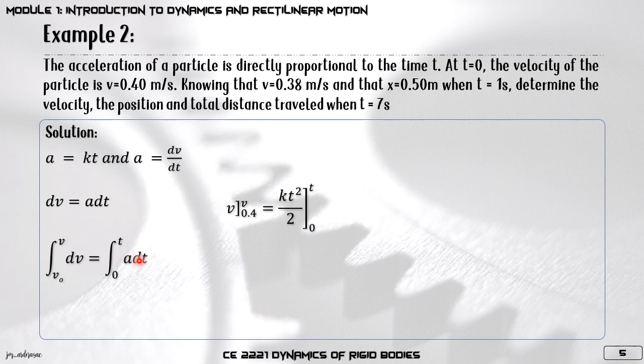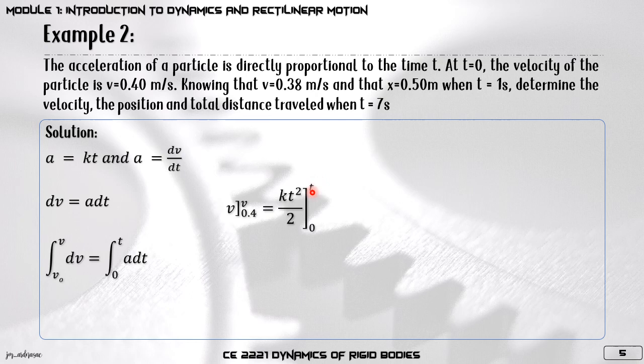kt dt. So if we're going to get now the integral, we will now have v from 0.4 to a certain velocity is equal to k times t^2 all over 2 from 0 to t seconds.